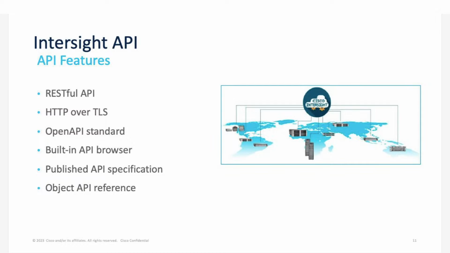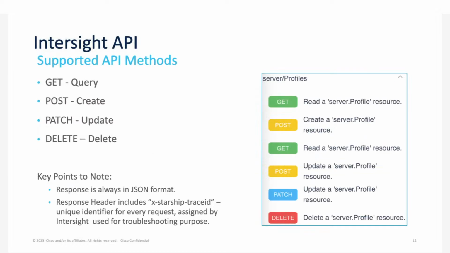We publish the Intersight Open API documents in JSON and YAML files, and it is based on the Open API schema version 3. Additionally, it provides an object-based API reference as well. Now, to access the APIs, we can use standard HTTP methods like GET to query objects, POST to create, PATCH to update objects, and finally DELETE to delete objects.